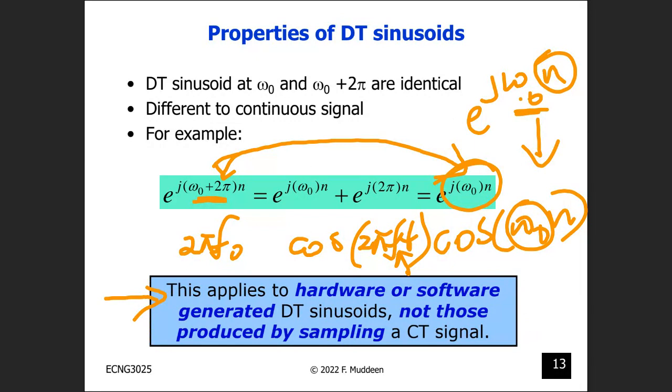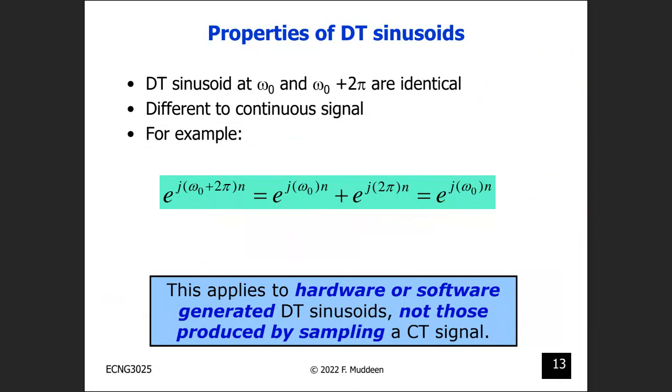You remember e to the... this is pure mathematics here. I didn't do anything fancy. All I did is expand this. Because it's e to the j, I can just factorize the j and it will be e to the omega plus 2 pi. You just open the brackets. That's all.